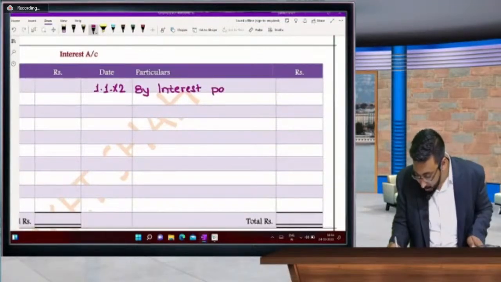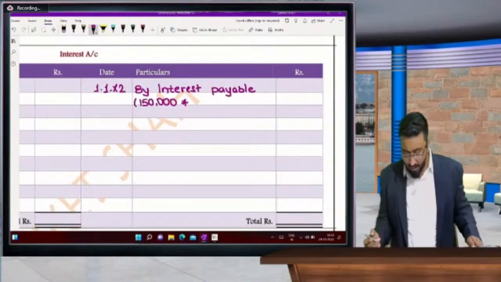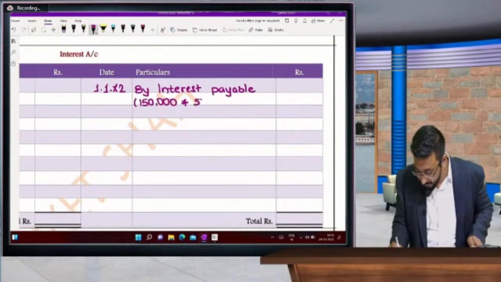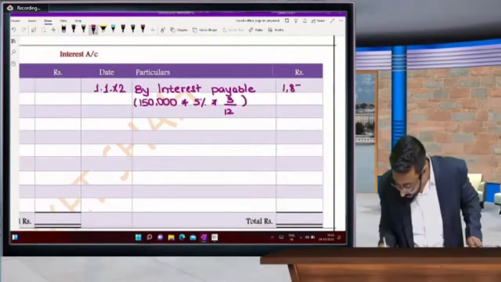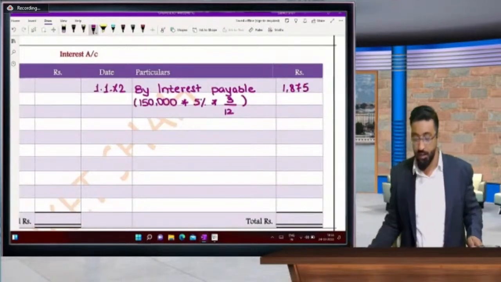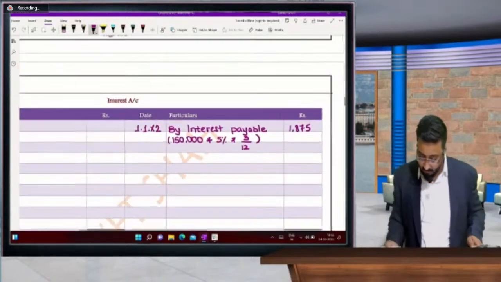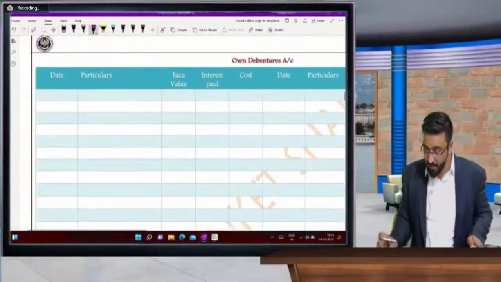I already explained to you the concept of interest payable. Interest payable: 1,50,000 into 5% interest rate into 3/12. What is the amount? 1,875. So write down 1,875. Now move to own debentures account. Now next date.